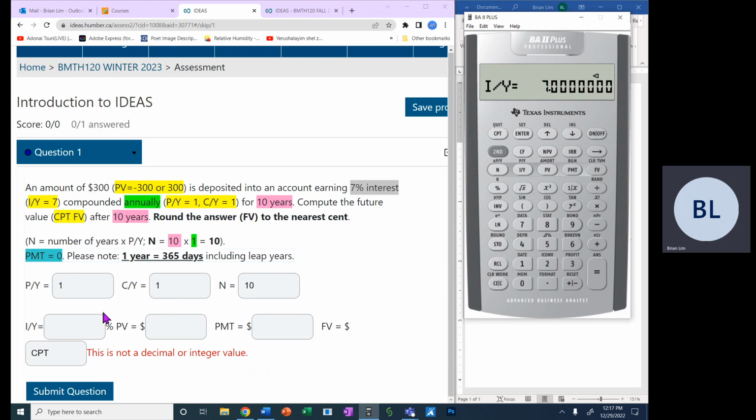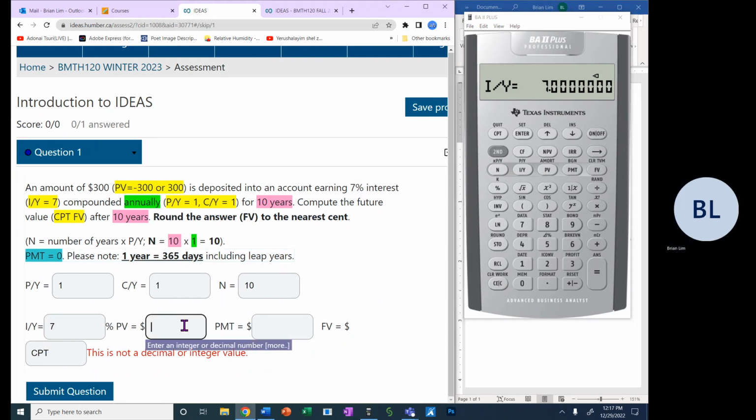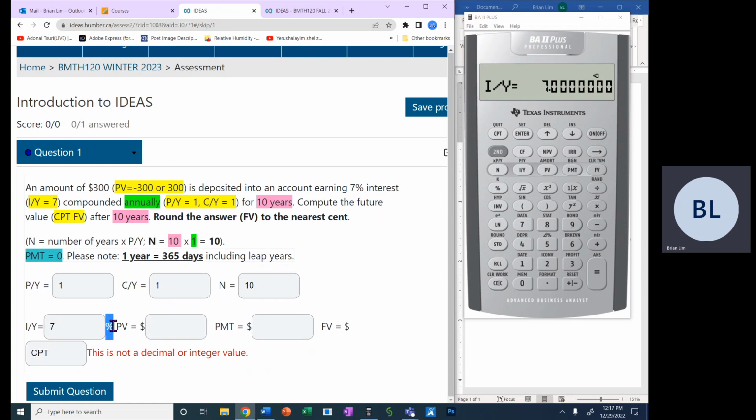Now the present value is next. So let's enter this in our answer box. And it does have the percent beside it there. Now the present value is 300. Now it shows negative or positive. I will explain that because that is a feature of the calculator. Let's put in a positive 300 for present value. That's what PV is, 300. And I click on PV, and there we see PV is equal to 300.